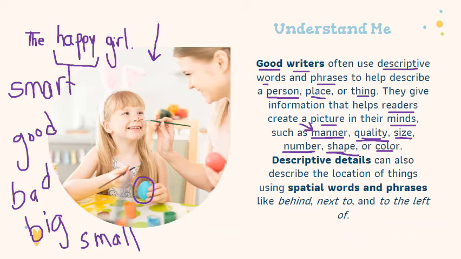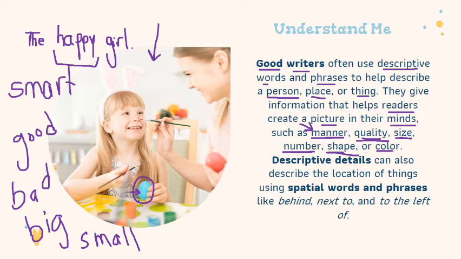Or color, you can say the girl's holding a blue egg. This is the color. Oval, this is the shape. Egg. The happy girl is painting the blue oval egg. So all these words, we call them describing words.